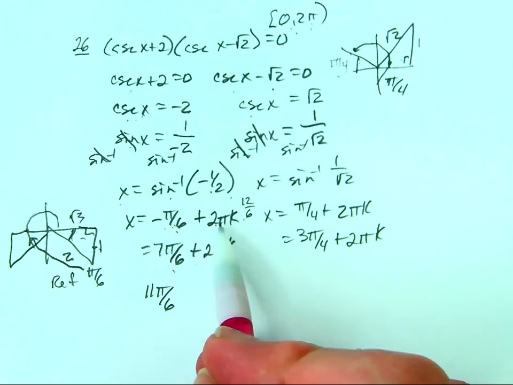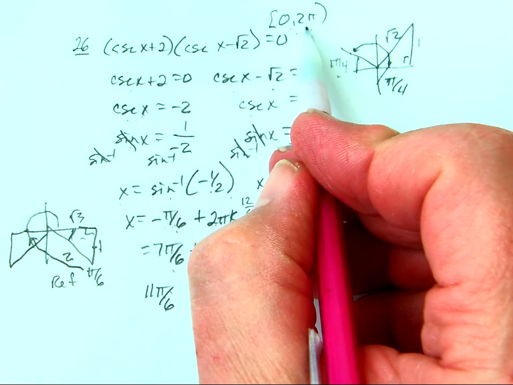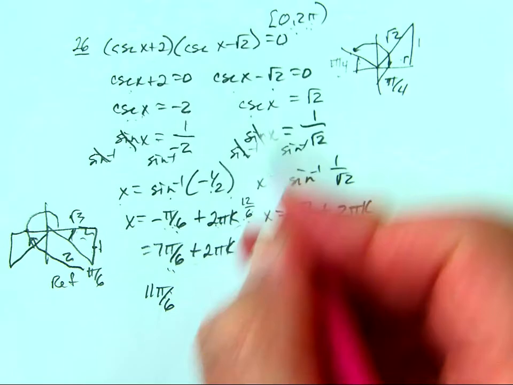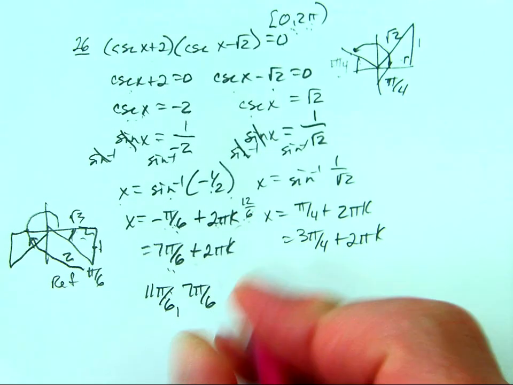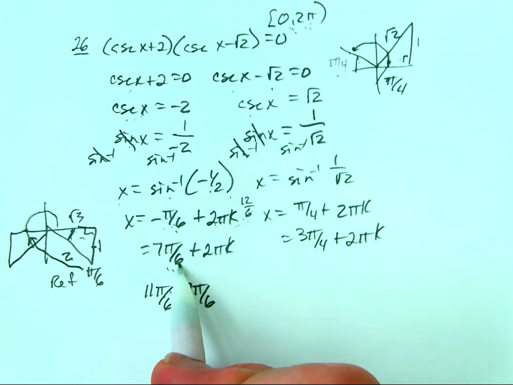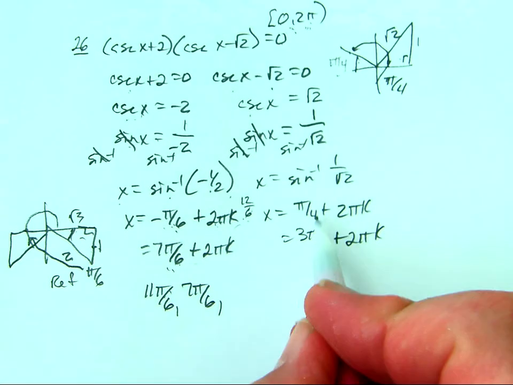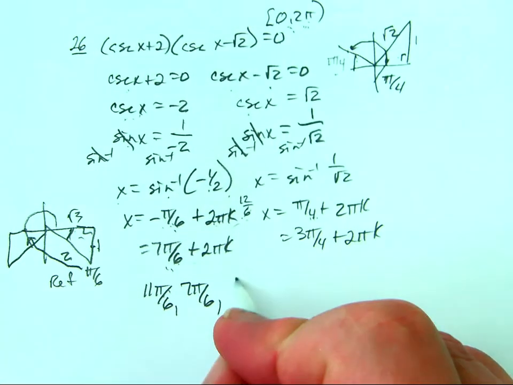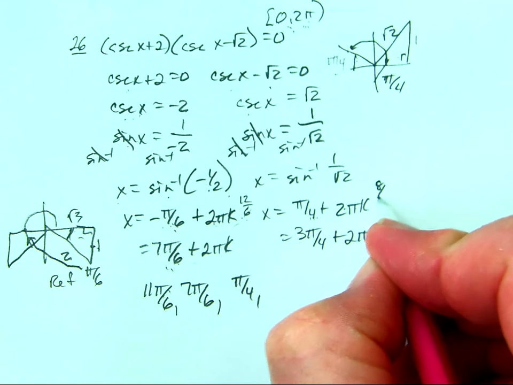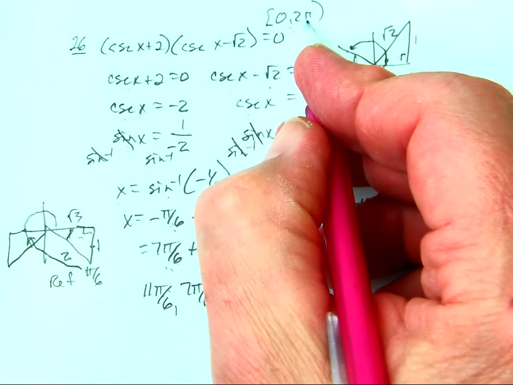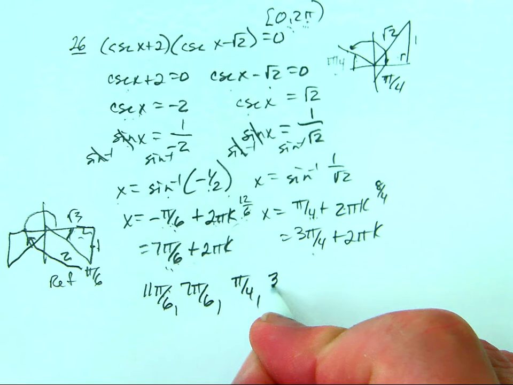What if we add another 2 pi? So we add another 12/6. That's 23/6. That's too big. Move down here to 7/6. Well, 7/6 is between 0 and 2 pi, so that's an answer. If we add 2 pi, which is 12/6, 19/6 is too big. That's bigger than 2 pi. Now we move over here, pi over 4. Well, that's between there, so that's an answer. If we add 2 pi, well, that's 4/4, add 8/4. That'd be 9/4 pi. Well, that's bigger than 2 pi, so that doesn't work. Move down here to 3/4. That fits, so that's an answer.